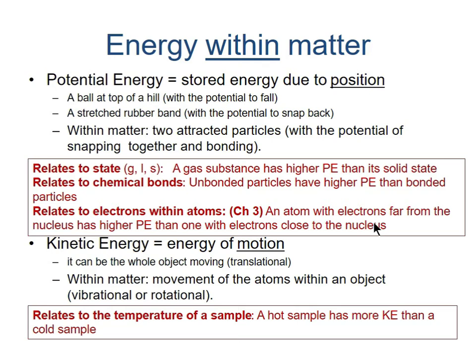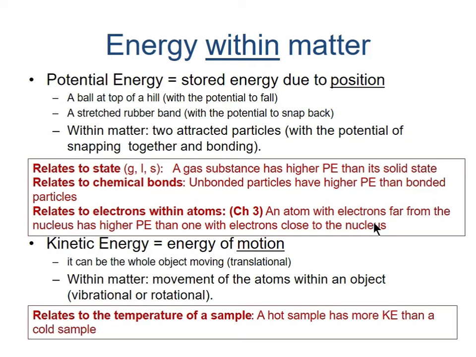So within matter, again, typically in physical science and in physics class, we talk about potential energy in terms of a ball at the top of a hill. That's really referring to gravitational potential energy, or a stretched rubber band. That's really referring to elastic potential energy. But in matter, we're talking about these two atoms. So the way we see this show up in chemistry is 3 different ways.